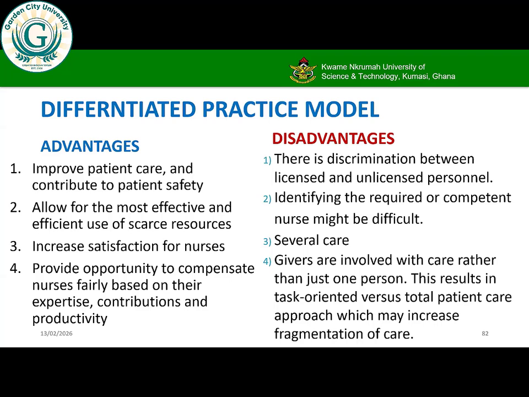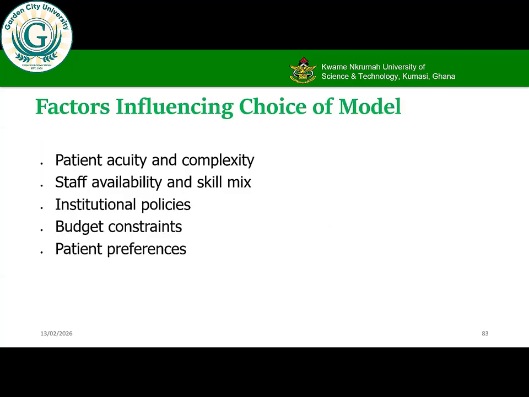Identifying the required or competent nurse might be difficult, in several cases. Several caregivers are involved with care rather than just one person. This results in a task-oriented versus total patient care approach, which may include fragmented care. So these are some of the factors that can influence the choice of the model to use.